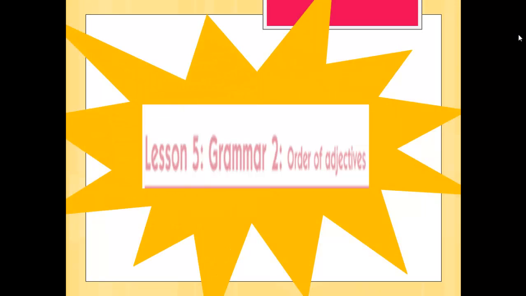We will have lesson number 5, grammar section 2. We will talk in this lesson about the order of adjectives. So if we have more than 2 or 3 adjectives, how can we put the adjectives in the correct order? Lesson number 5 is about how we can order the adjectives.